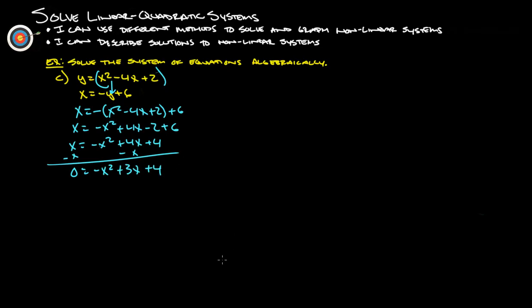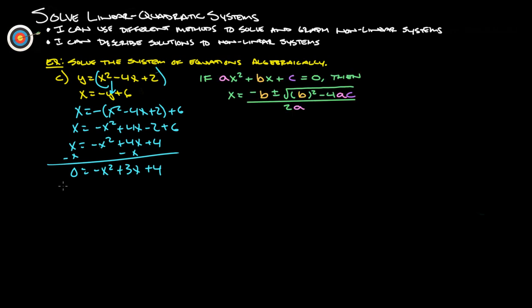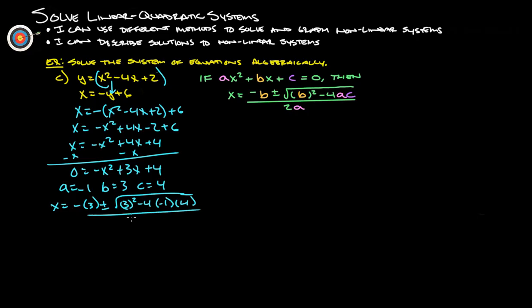Okay, we can always plug this into the quadratic formula. You could factor this too, but we'll just keep plugging into the quadratic formula since we know that's always going to work. Okay, so we know that a here is going to be negative 1, b is going to be 3, c is going to be 4. So we get x equals negative 3 plus or minus the square root of 3 squared minus 4 times a, which is negative 1, times c, which is 4, all over 2 times negative 1.